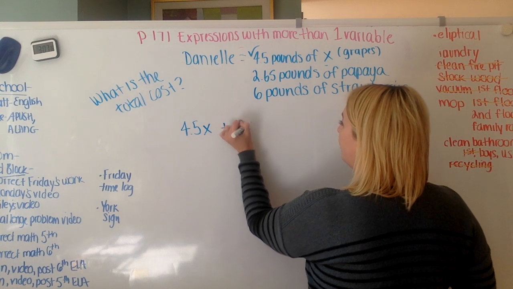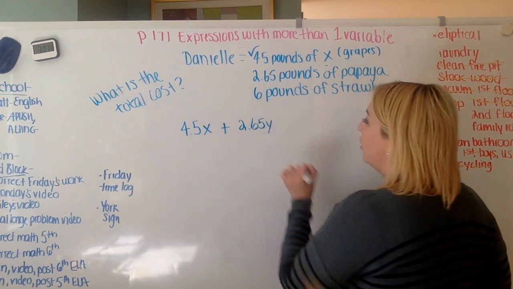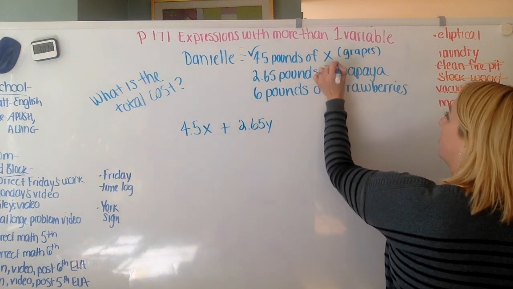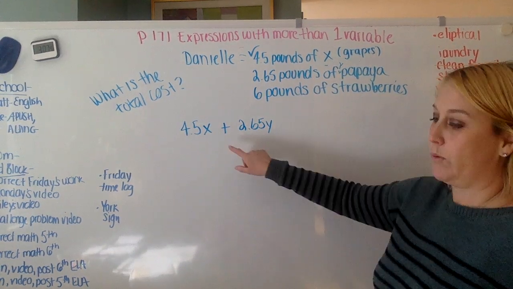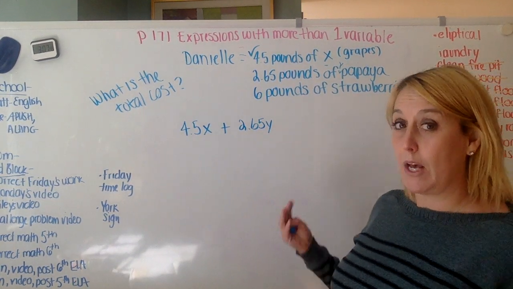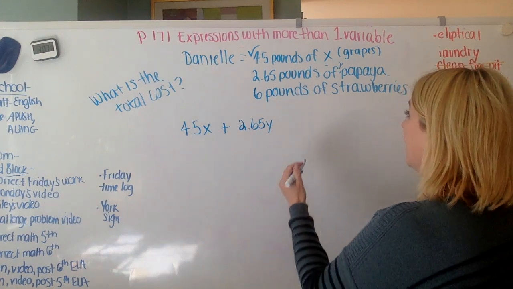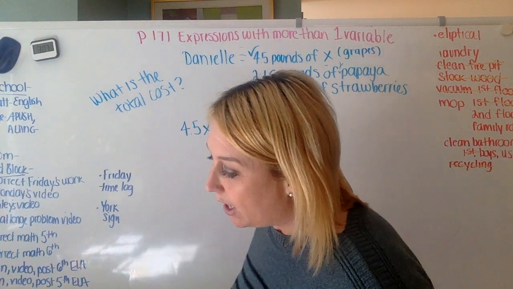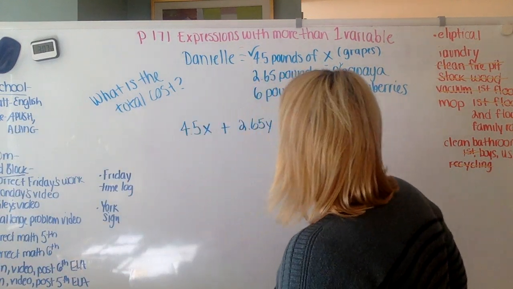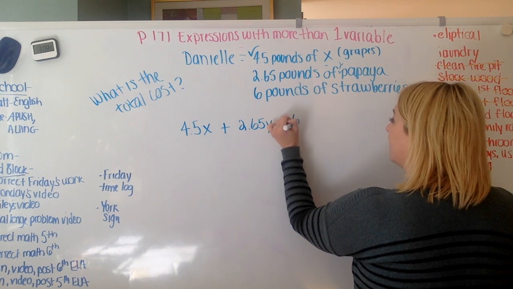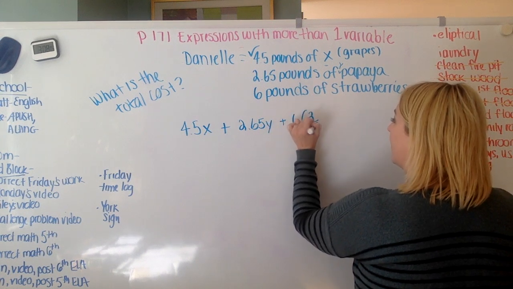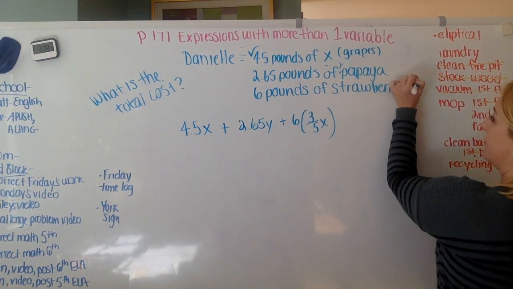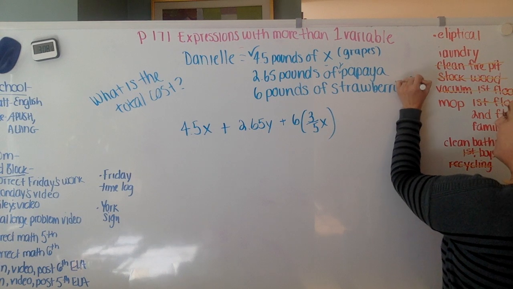So 2.65Y, because it's 2.65 pounds times, and then the variable for this was Y. So we just add that, but we can see they're not like terms, so I'm not going to be able to combine these. But I've got a third, plus 6 pounds of strawberries. And strawberries, it says, are 3/5 X dollars. So I've got 6 times 3/5 X, right? Because I had 6 pounds of strawberries, but it says that strawberries are 3/5 X dollars.